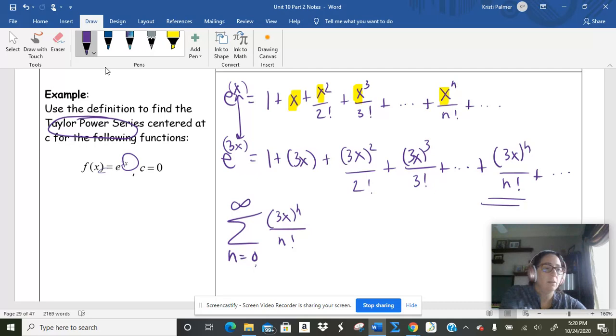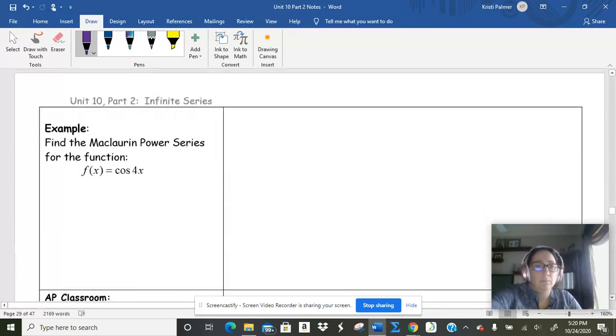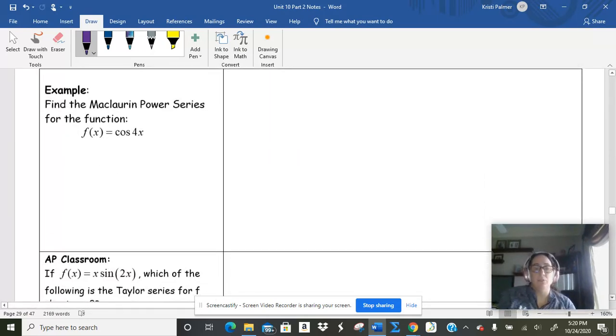Okay, so let's look at the next one. There is cosine of 4x. First you write what cosine is, then everywhere you see an x, you plug in 4x, and then look at that general term and rewrite it as a series. See if you can do this. Pause me. I'm going to go ahead and do it, and then we'll see if we get the same thing.